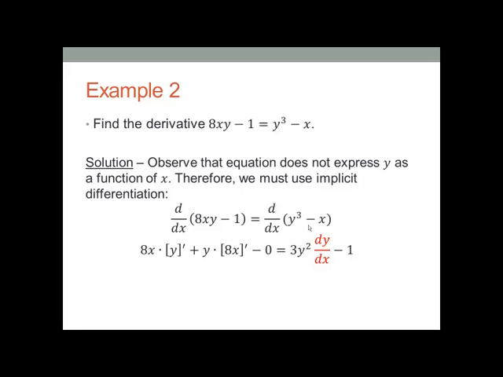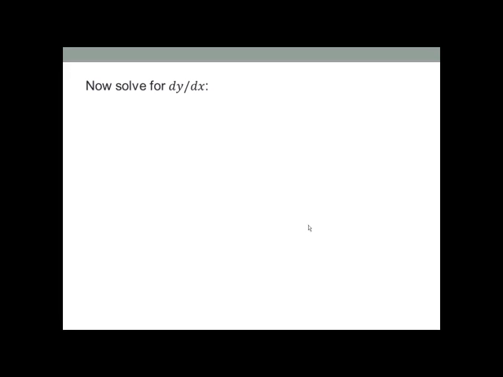On the right, the derivative of y to the third power is 3y squared, but I have to attach dy dx because y is not x, and the derivative of minus x is minus 1. I continue taking derivatives. 8 times the derivative of y, well, the derivative of y is 1, but I must attach dy dx because y is not x, plus y times the derivative of 8x is 8, and the right side remains unchanged.